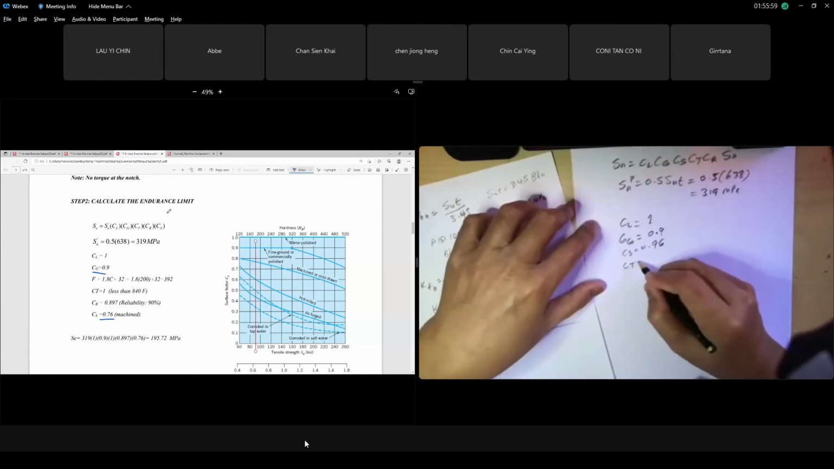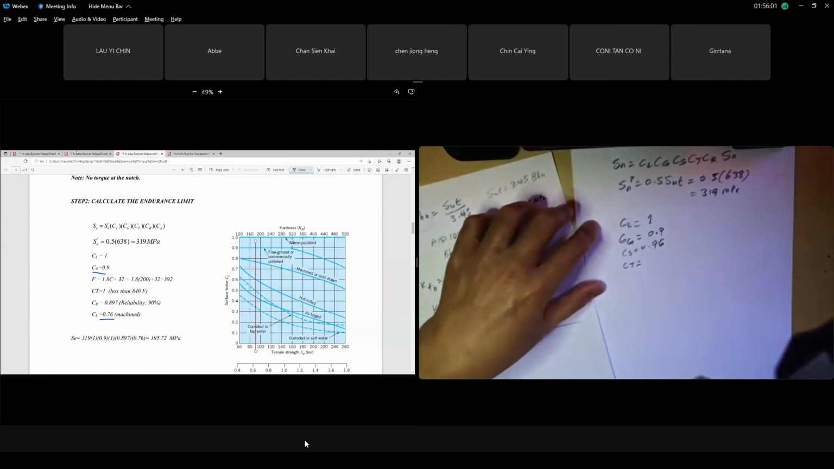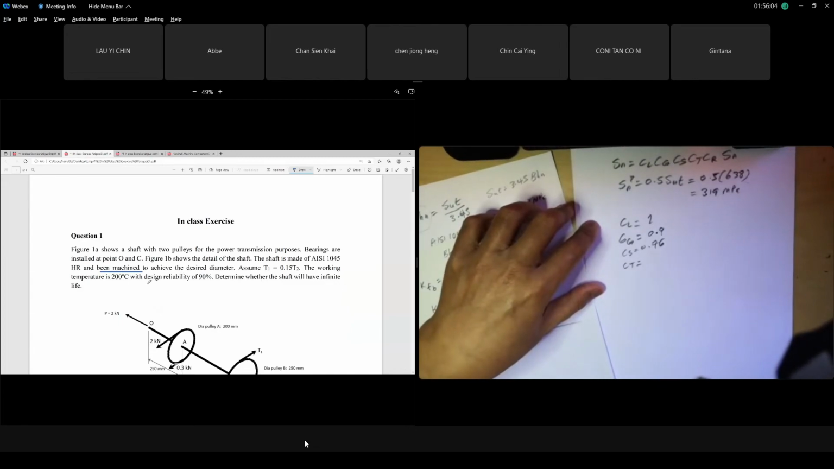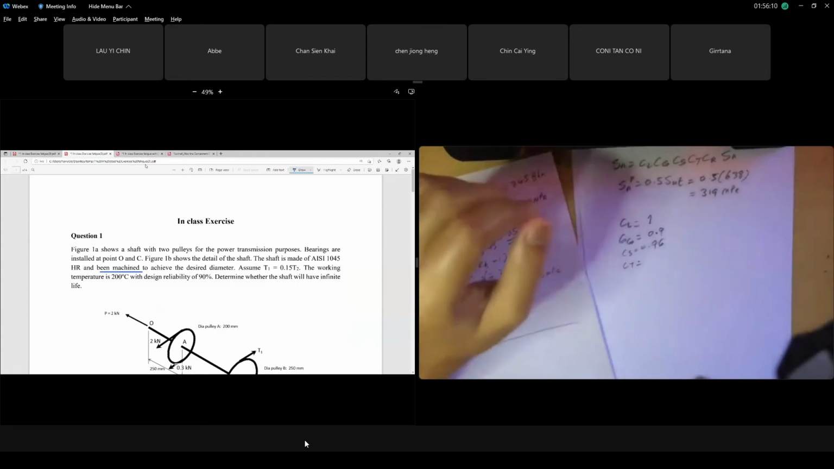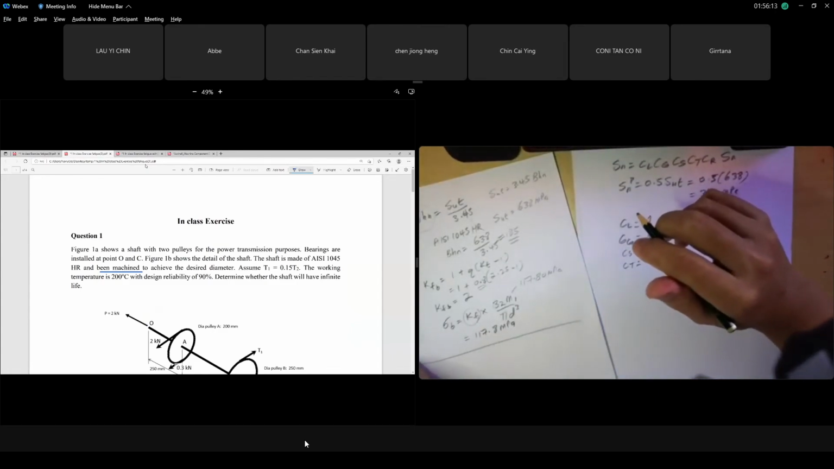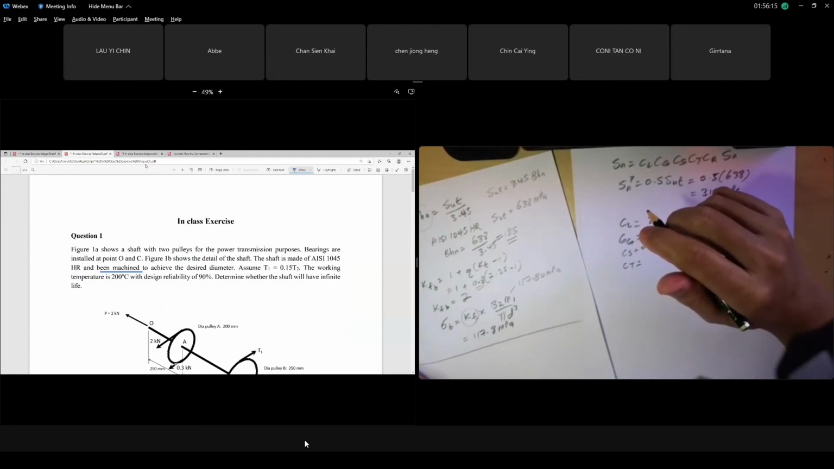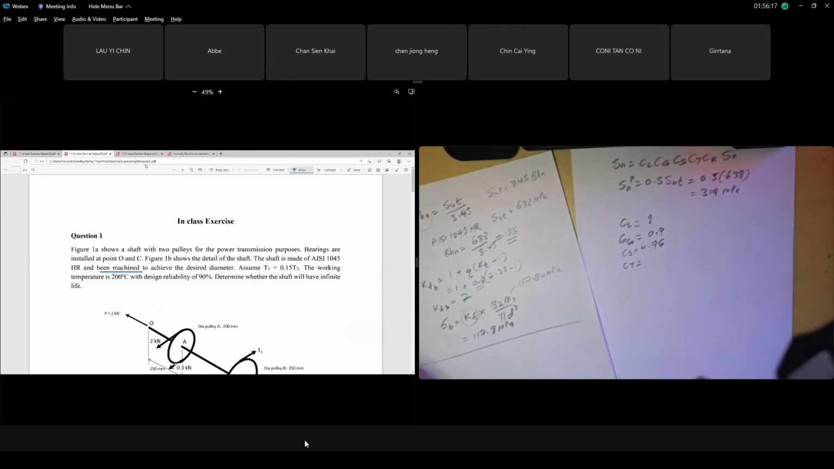What about CT, temperature? In the question it is mentioned that the temperature is 200 degrees Celsius. Convert 200 degrees Celsius to Fahrenheit. Quickly, please help me. My phone is used for the webcam, I cannot look. You can use a browser. 200 degrees Celsius converted to Fahrenheit, what? Add 273, I also forgot. Plus 273, right? 473, yes, 473.